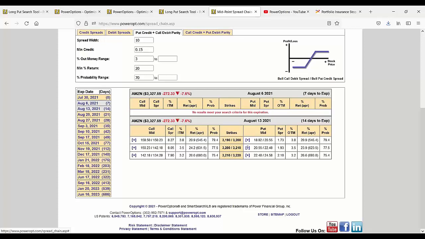Here's a little bit further out of the money. Lower return, 23.9 with a 77.5% probability. This is 2 weeks out, remember. And a 20.9% return with a 79% probability. But again, I couldn't go 3% out of the money and get that 20% return 7 days out.